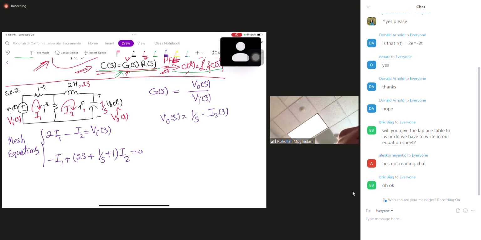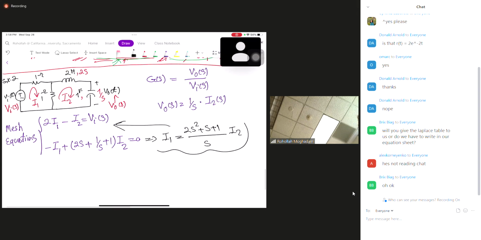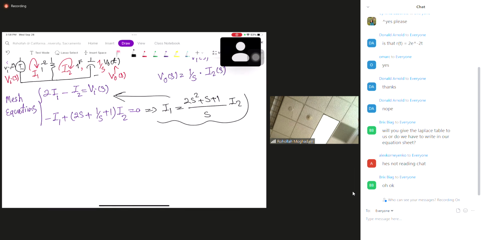So if you have a question like this, I want you to solve it, because I1 here becomes s over 2s squared plus s plus 1 times I2. So then I plug it into the first equation. Then I will have 2 times 2s squared plus s plus 1 over s.